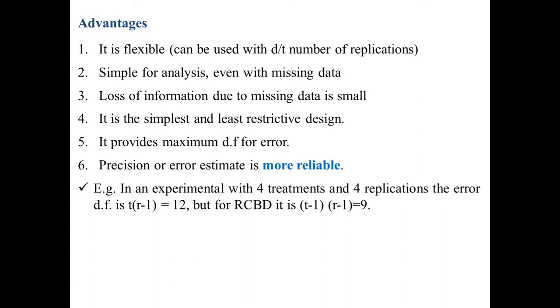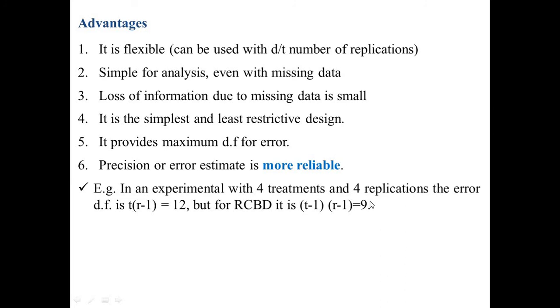It also provides the maximum degrees of freedom for the error term, so the precision or error estimate is more reliable. For example, in an experiment with 4 treatments and 4 replications, the experimental error degrees of freedom for CRD is T times (R minus 1), whereas for RCBD it is (T minus 1) times (R minus 1). If you substitute the values, you obtain 12 for CRD and 9 for RCBD.